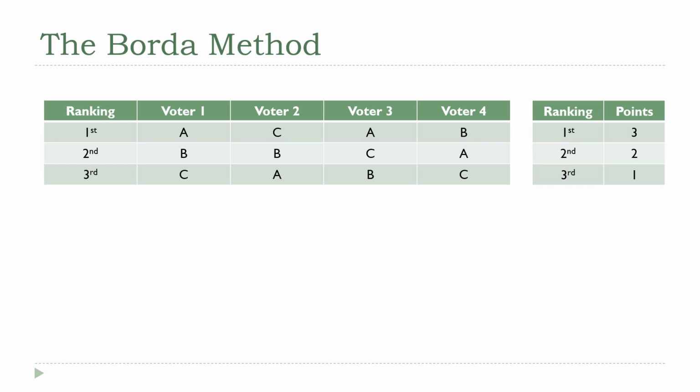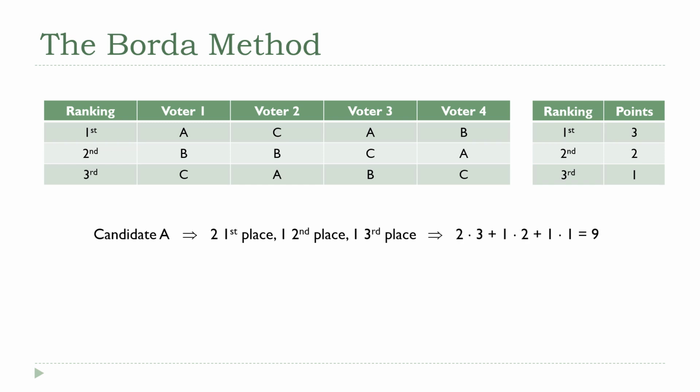Okay, so let's work through this for each candidate. Let's look at candidate A. Candidate A got 2 first place votes, 1 second place, and 1 third place. So how does that turn into points? Well, it's 2 times 3 for the 2 first place votes, 1 times 2 for the 1 second place, and 1 times 1 for the 1 third place. If you do the arithmetic and add those up, candidate A ends up with 9 points.